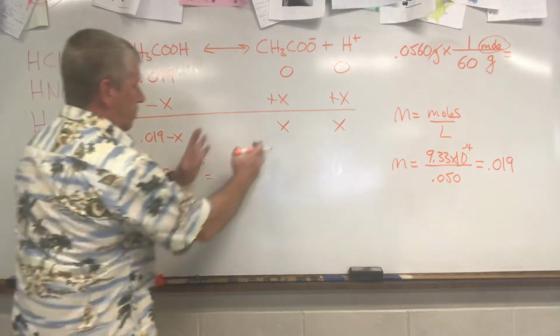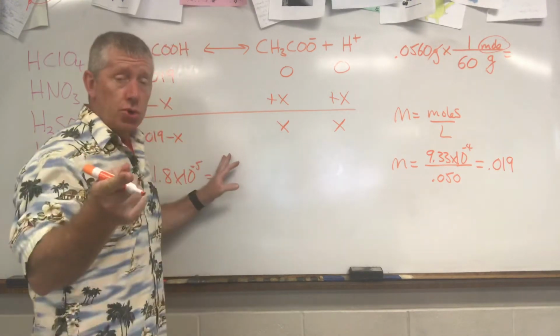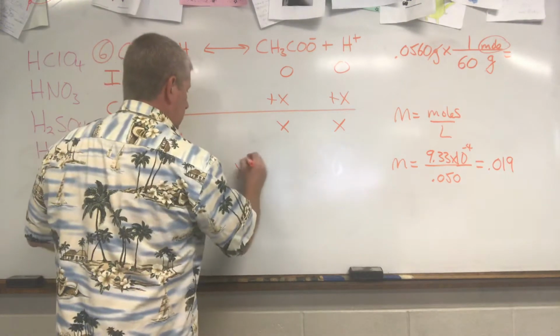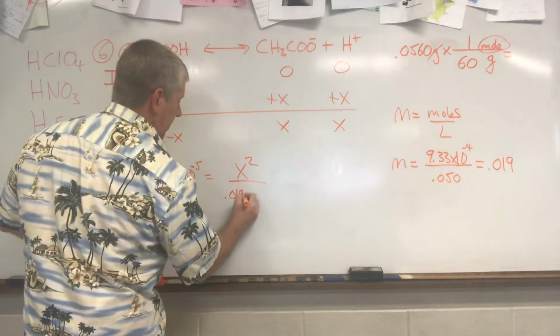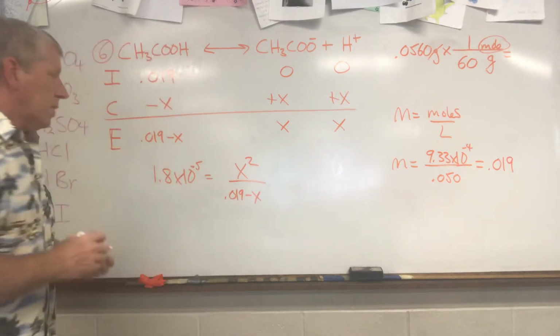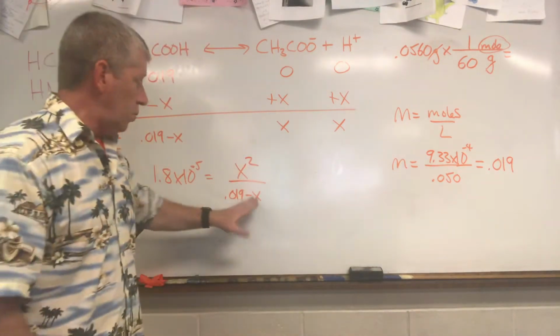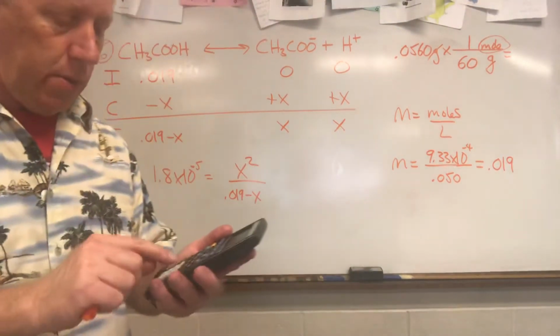Remember, K equals products over reactants. Products, x and x. By now you should know x squared, multiply those, divided by my one reactant, 0.019 minus x. We're going to do a rule of 100. This will come out to be an insignificant x. We will get rid of this x. But let's just show you, once again, how we do that.